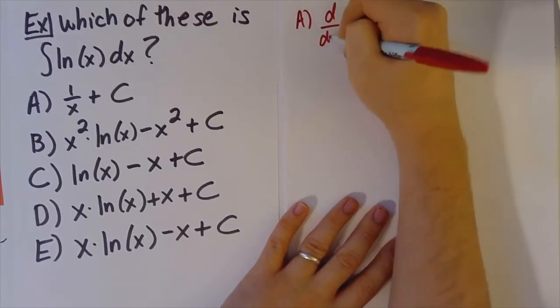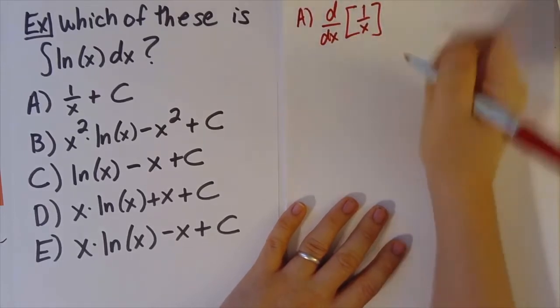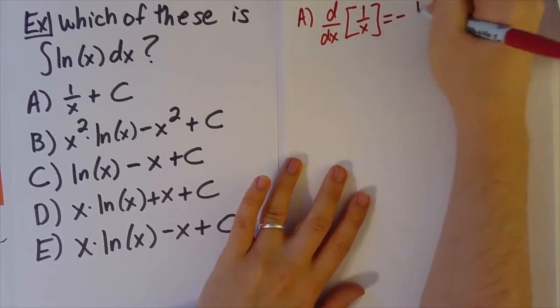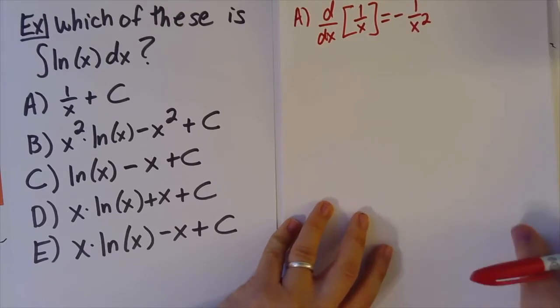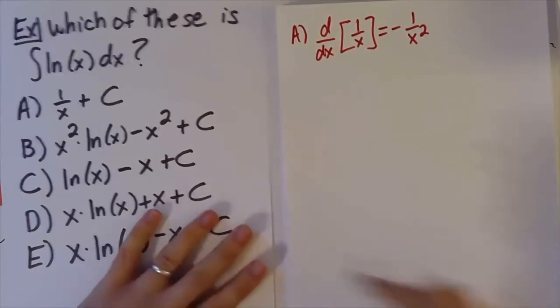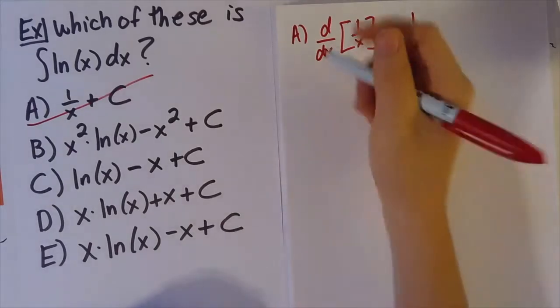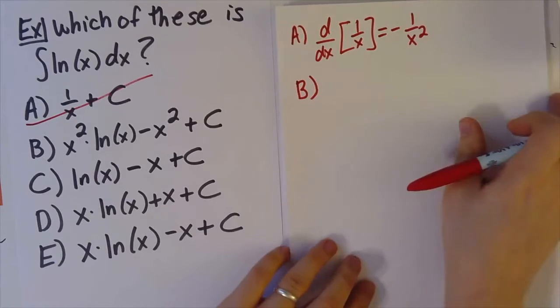That'll be the derivative of 1 over x. Thinking of that as x to the minus 1, that is minus 1 over x squared. So that is not natural log of x, so that's not the answer. So we move on to B.